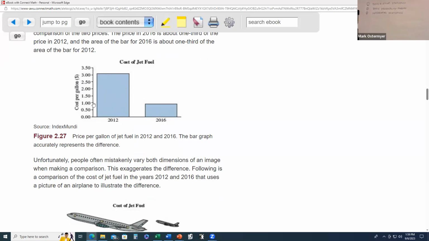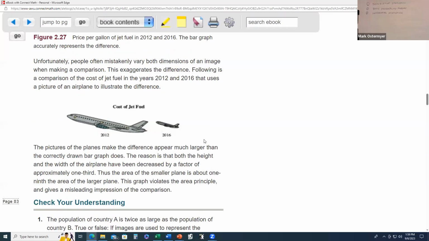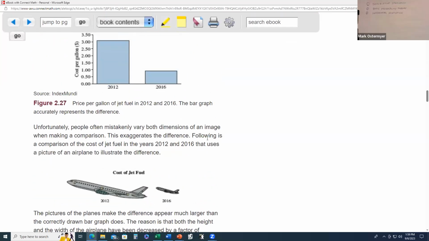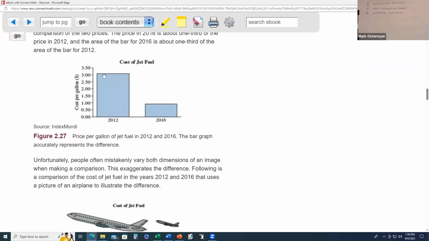a gallon here, okay? Suppose we portrayed this data set using these pictures of airplanes. Ladies and gentlemen, with the data that we have in the bar graph, there's only what? A $2 difference. Do you agree? Between the cost of 2012 and 2016 jet fuel.